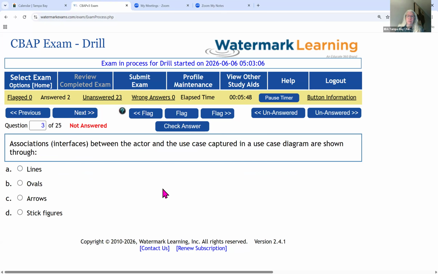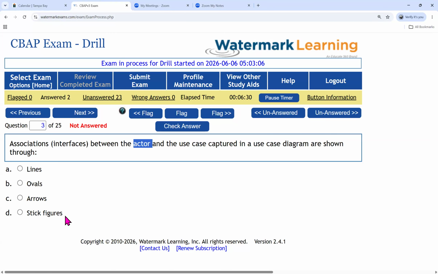Associations or interfaces between an actor and a use case captured in a use case diagram are shown through what? So this is a test of your understanding of how use case diagrams appear. And interfaces in this case is any exchange of information. So between the actor and the use case, an actor is the person, usually, and the use case captured in a use case diagram. So is it lines? Is it ovals? Is it arrows? Or is it stick figures? What do y'all think is the best answer?